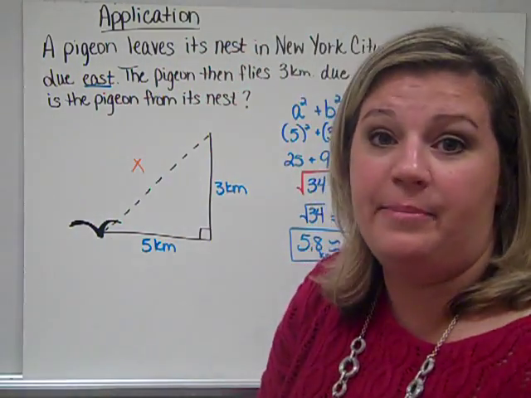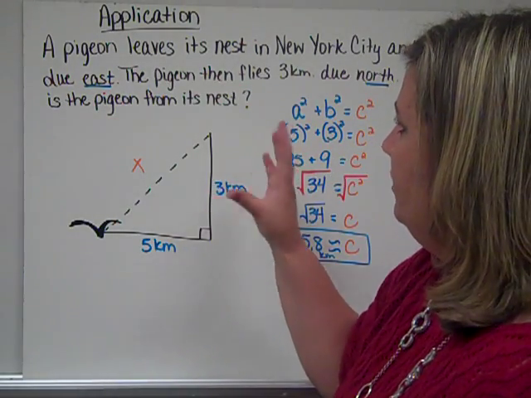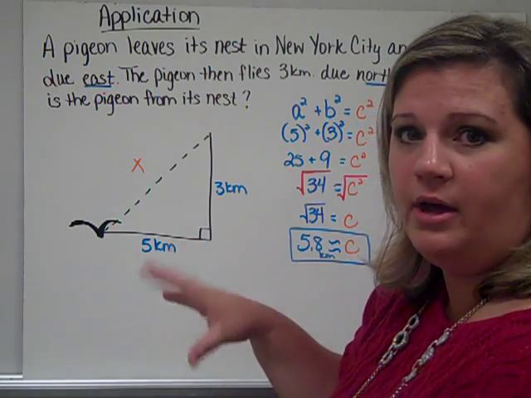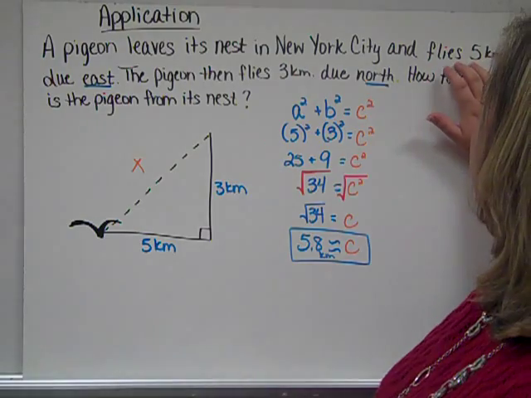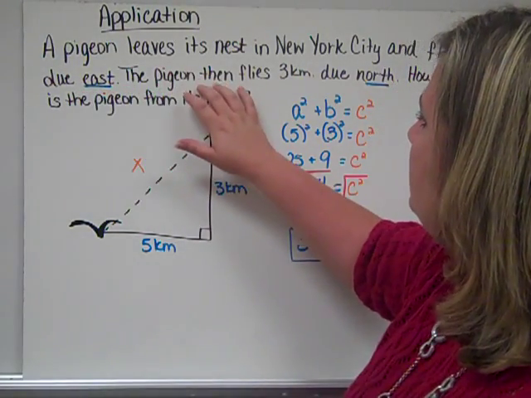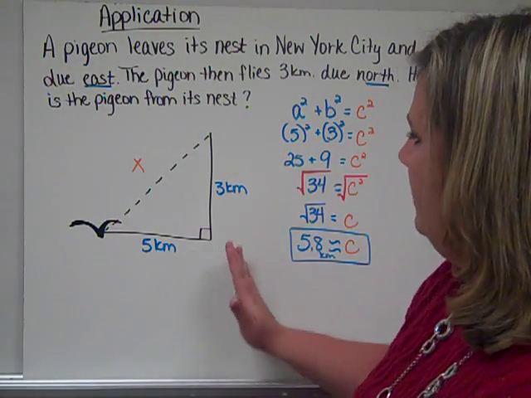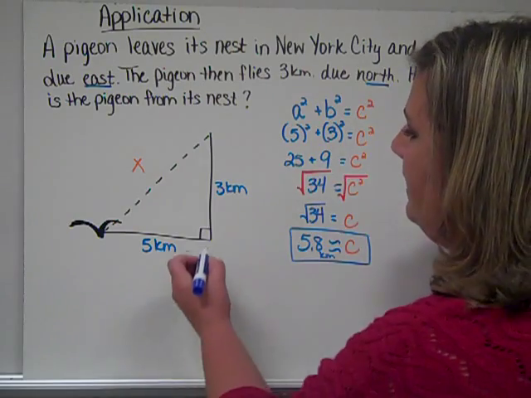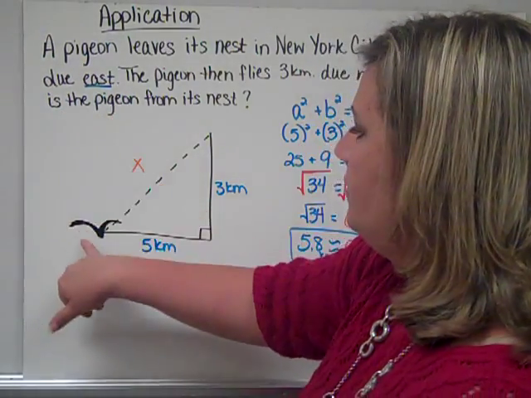Last one, we're going to do some applications of the Pythagorean theorem. In this one, they're talking about directions. They're talking about a pigeon that leaves its nest in New York City and flies 5 kilometers due east. The pigeon then flies 3 kilometers due north. So he goes east and then he goes north. And notice that that forms that right angle. How far is the pigeon from its nest?